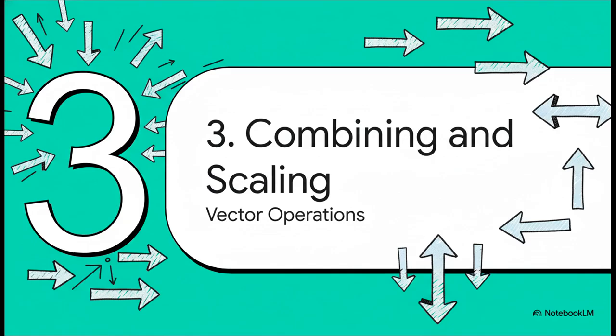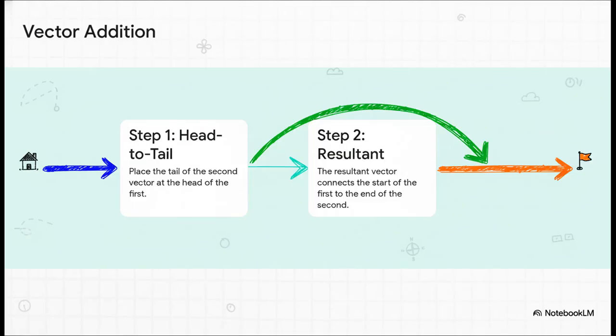All right, so now that we know how to write them, what can we actually do with them? Let's start with the basics, putting them together and stretching them out. Adding vectors is actually pretty intuitive. It's like planning a trip with two parts. So imagine you walk along the first vector, from its tail to its head. Then, right from where you stopped, you walk along the second vector. The resultant vector, which is just the sum, is simply the shortcut, a single straight line from your original starting point all the way to your final destination.